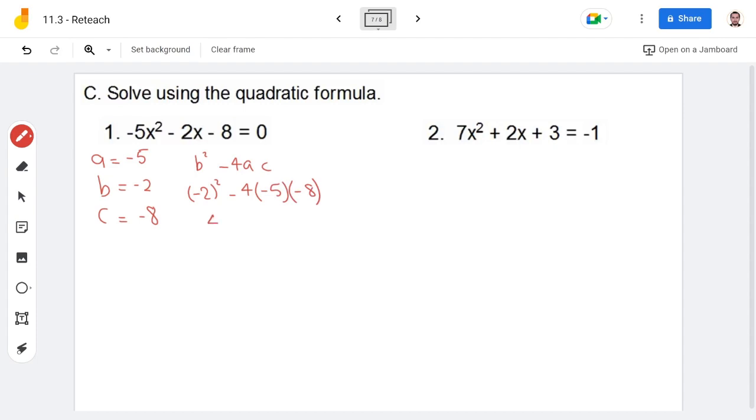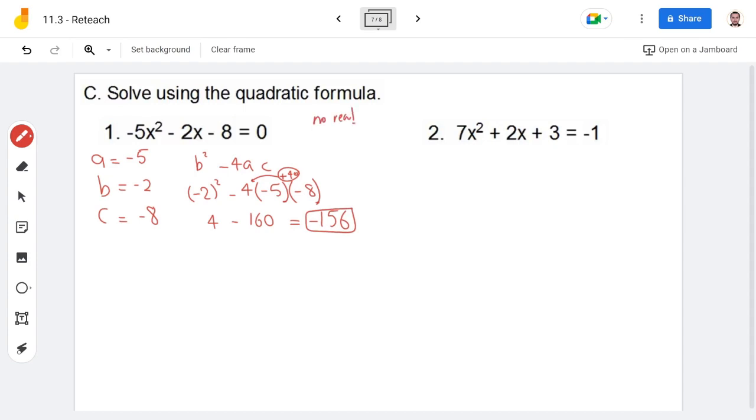Negative 2 to the power of 2 is equal to 4, minus 4 times negative 5 times negative 8 is equal to what? Is positive 40, right? So positive 40 times 4 is equal to what? Is equal to 160. So now 4 minus 160 is negative 156. If you look at this one, this is negative. So how many solutions? No real solution.